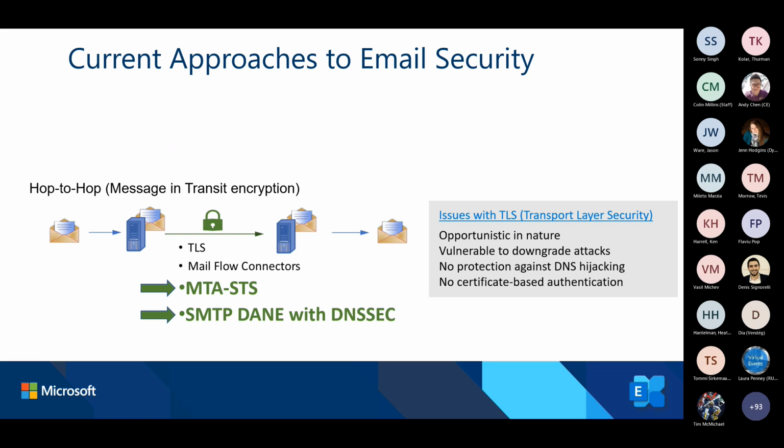And then we get introduced to MTA STS and SMTP DANE with DNSSEC. So we're going to do some deep dives into both of these, but we'll set the stage right now and say that MTA STS is a sister technology to SMTP DANE with DNSSEC. They're both focused on mitigating downgrade attacks and man-in-the-middle or adversary-in-the-middle attacks. And they provide that cert-based authentication. And MTA STS is a little bit more lightweight compared to DANE with DNSSEC, and we'll see that in the coming tech deep dives.